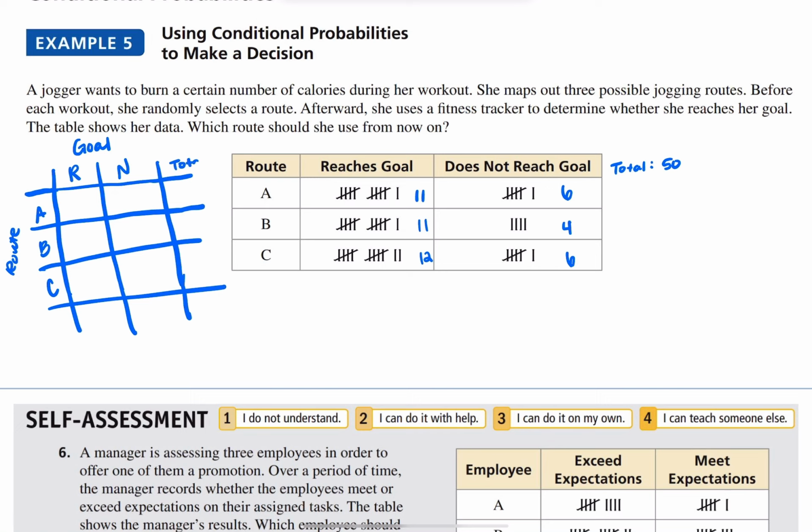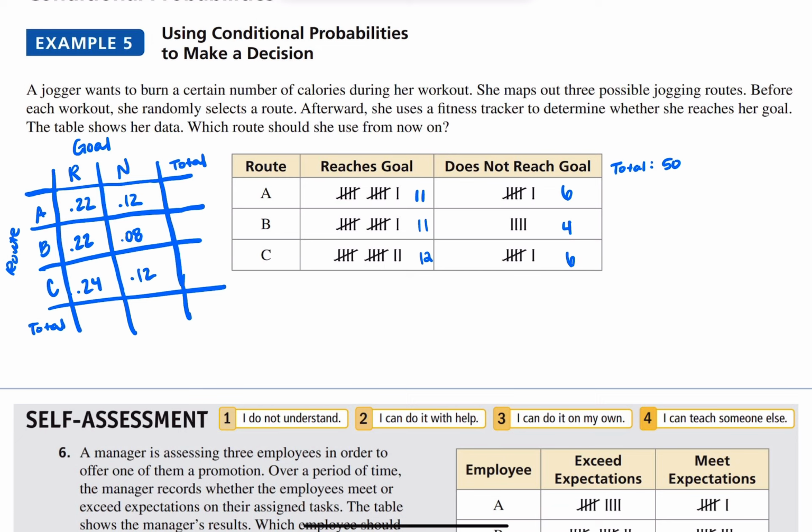And then we always have our total on the ends. So for A and reaches goal, I'm going to take 11 divided by 50 and get 0.22. For A and does not reach goal, that's 6 divided by 50, 0.12. B reaches goal, 11 divided by 50 is also 0.22. B and does not, 4 divided by 50 is 0.08. C and reaches is 12 divided by 50, which is 0.24. C and does not reach goal is 6 divided by 50, which is 0.12.